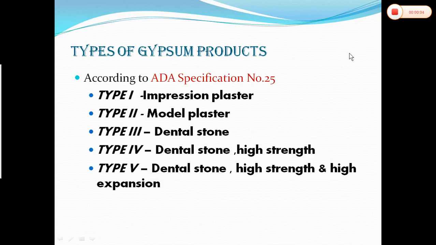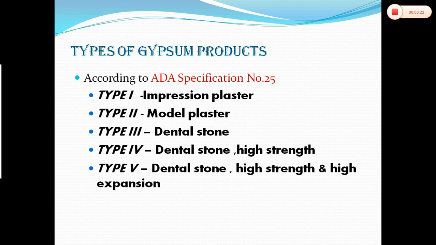So next we are looking into types of gypsum products. If they ask you to classify gypsum products, you have to tell about this. According to ADA specification number 25, gypsum products are classified as type 1.